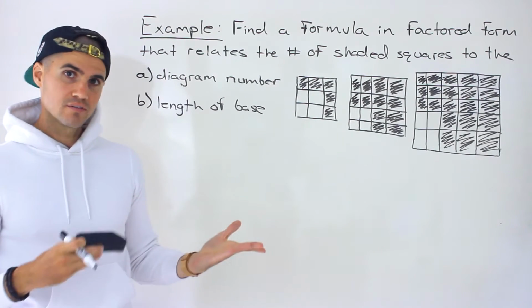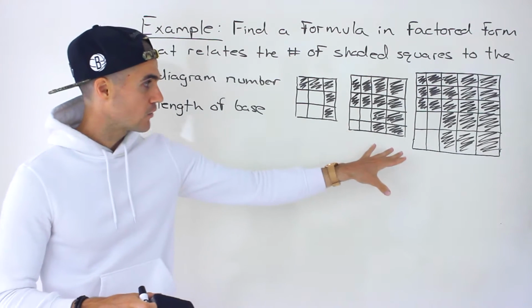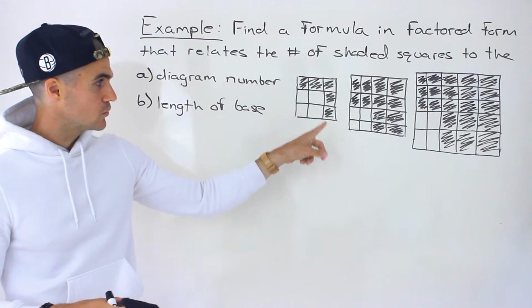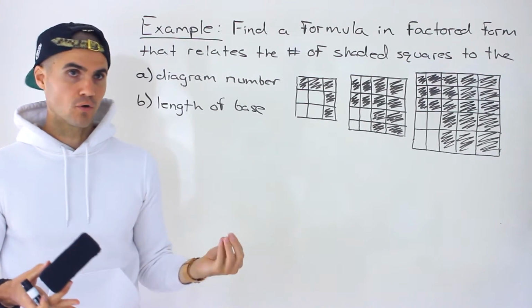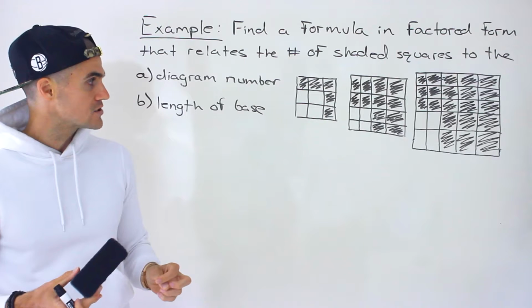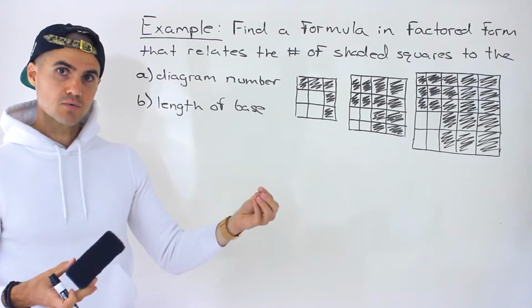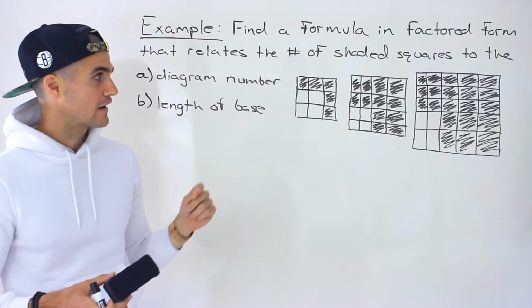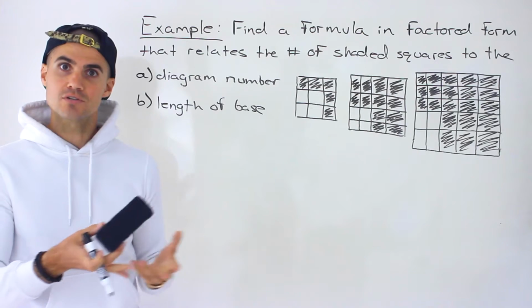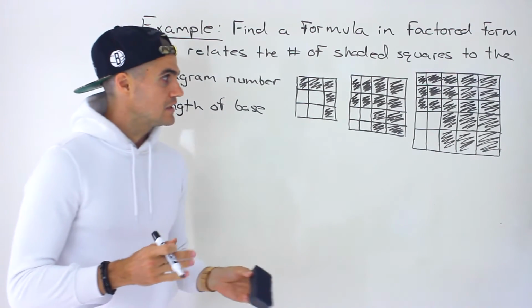So if you remember in previous sections, we did questions like this where we had a bunch of diagrams. There was a certain pattern with the number of shaded squares, and then we had to come up with a certain formula for the number of shaded squares. And the difference between those examples and this one is that the final expression we're going to come up with is going to be in factored form. And in those other examples, it was in expanded form. So that's going to be the only difference.